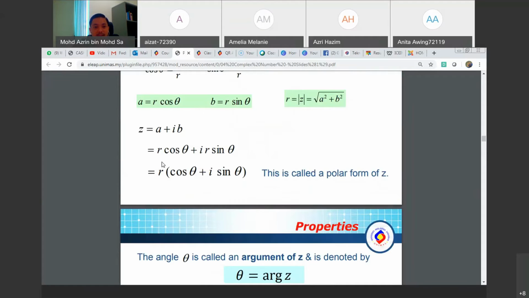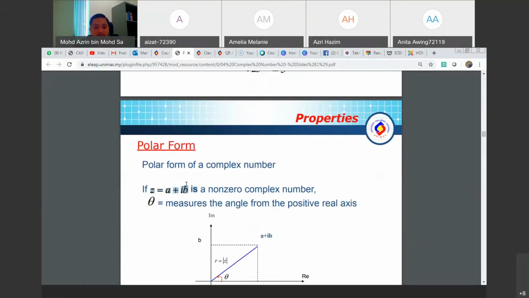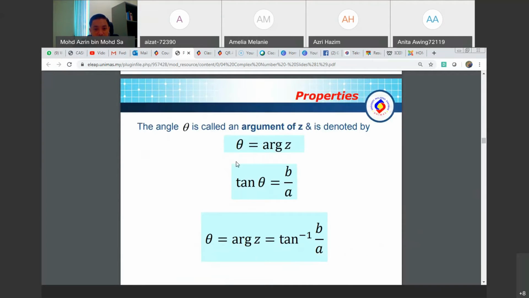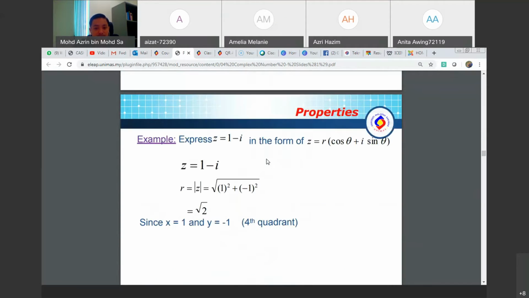So from this equation, the complex number, we change to polar form. That's why you need to find the R value and you need to find what theta is. Theta is found like this: theta is equal to inverse tangent of B over A. Okay. Now we go back to the question.